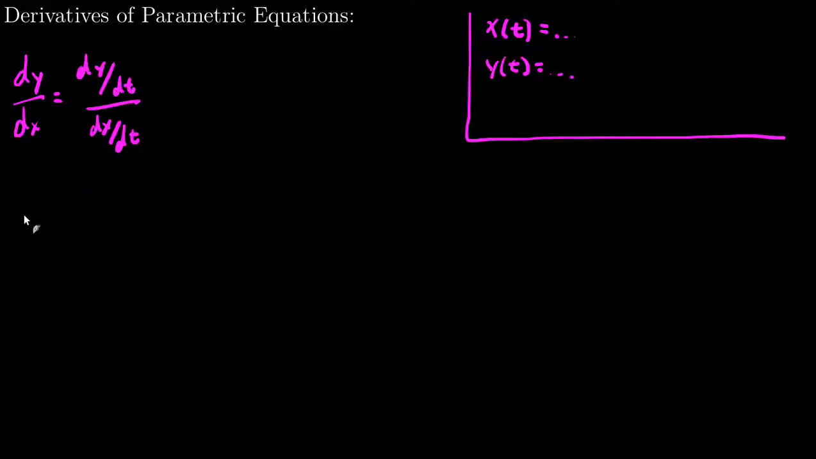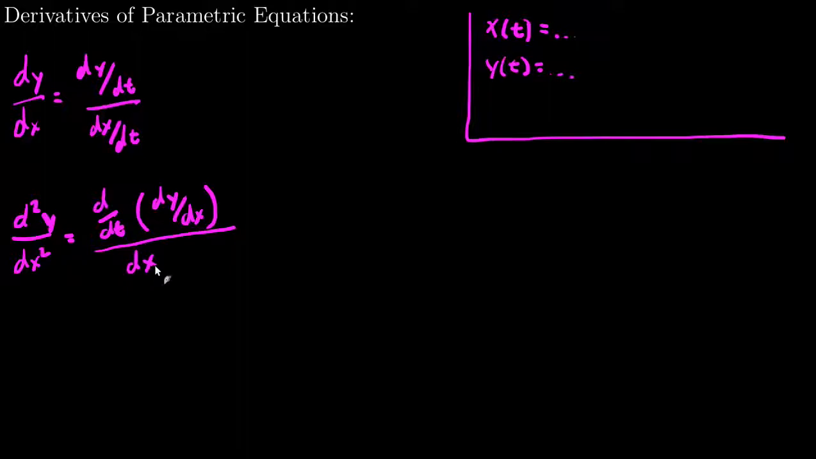The second derivative is a little bit more difficult, so d squared y dx squared is going to be the derivative with respect to t of the first derivative, all divided by dx dt. It is definitely worth noting and remembering this is not the same thing as the second derivative of y with respect to t divided by the second derivative of x with respect to t. So this is what most people might think right off the bat.